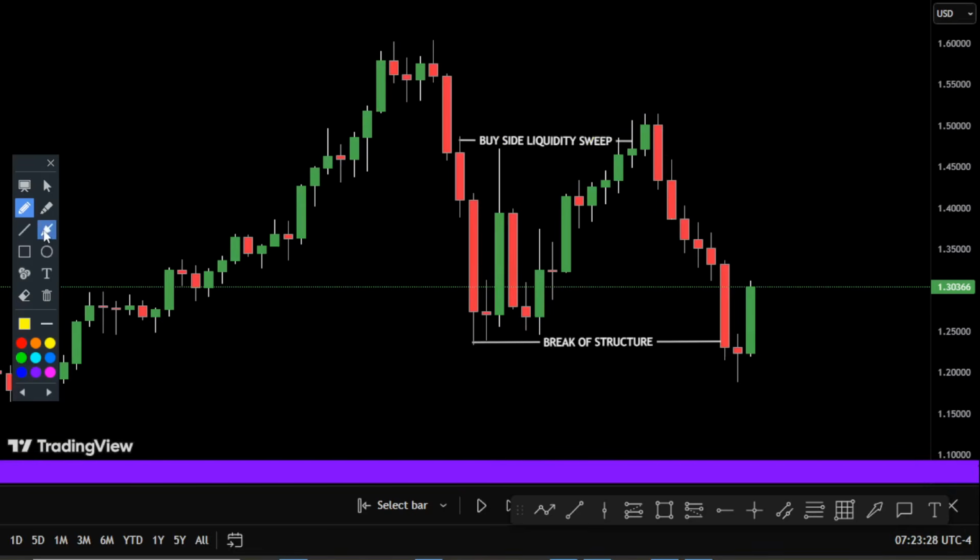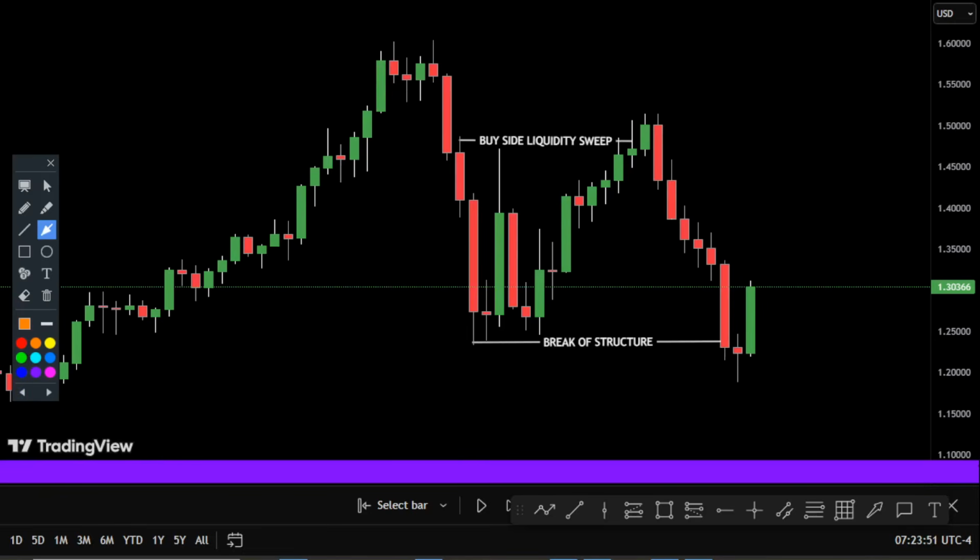Moving forward, we can also see a sweep of this structure high. Price then sharply turns back into the range, showing a liquidity grab. Looking at the market closely, price broke this structure low after the sweep of liquidity. This opened doors for more bearish momentum. Price has formed a story which we now follow as smart traders.